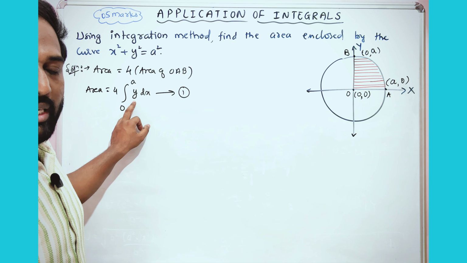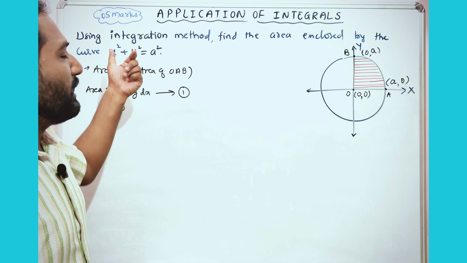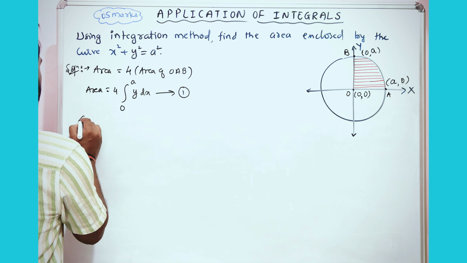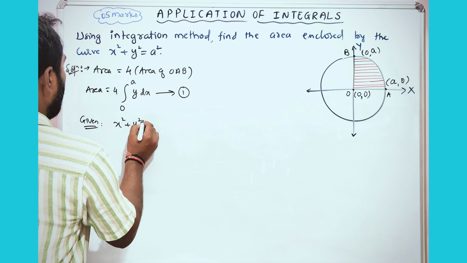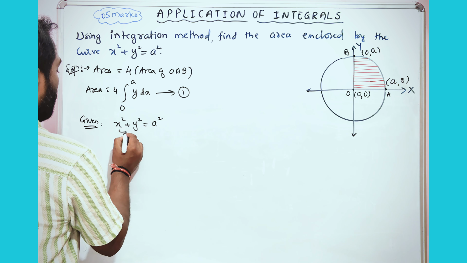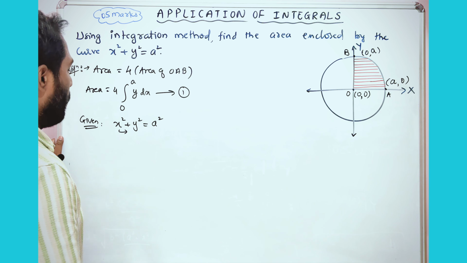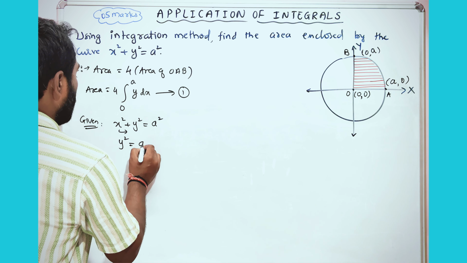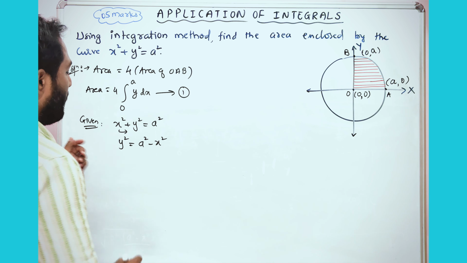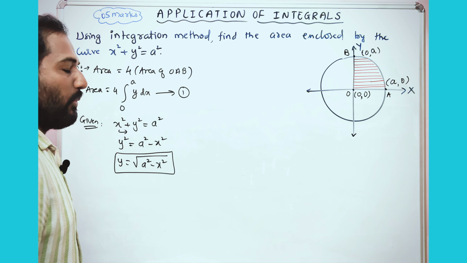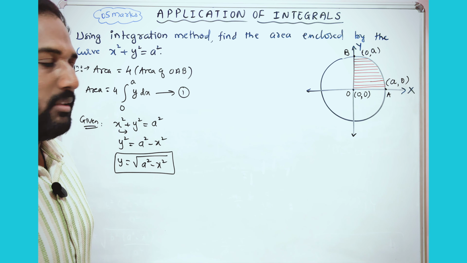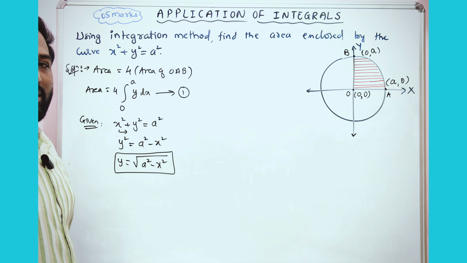Again, what we need is the value of y. Y is obtained by using the given curve. The given curve is x square plus y square is equal to a square, and we bring x square to the RHS to get the value of y. So y square is equal to a square minus x square, and I need y, so y becomes the square root of a square minus x square. That's it. This is our y. Is it easy now, right? Let us use this y here, then integrate.